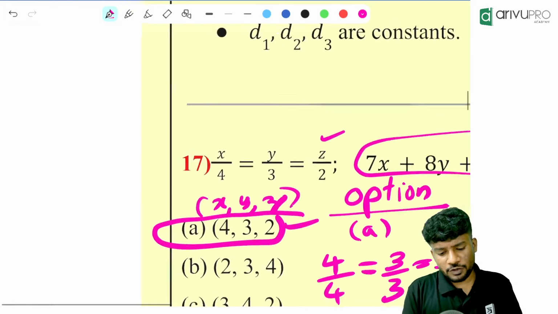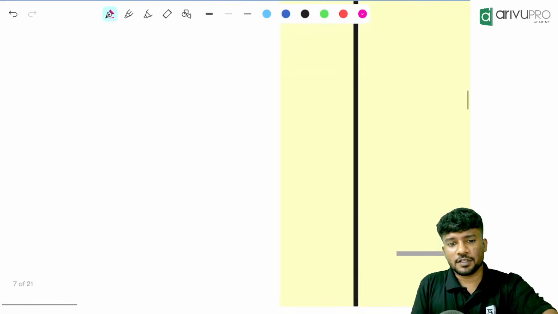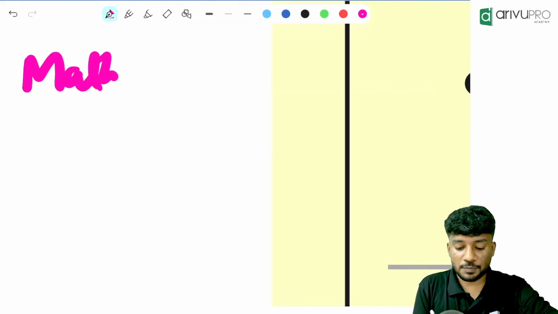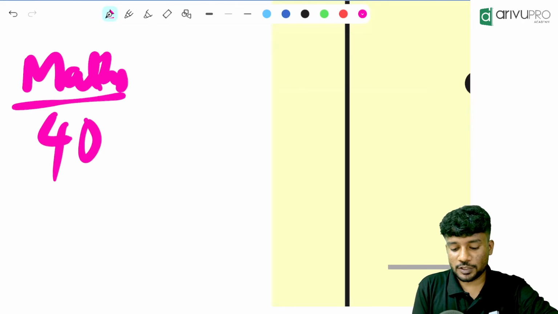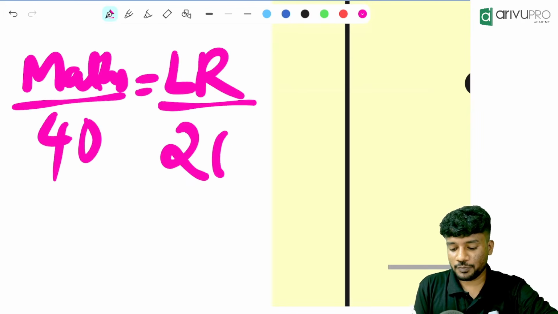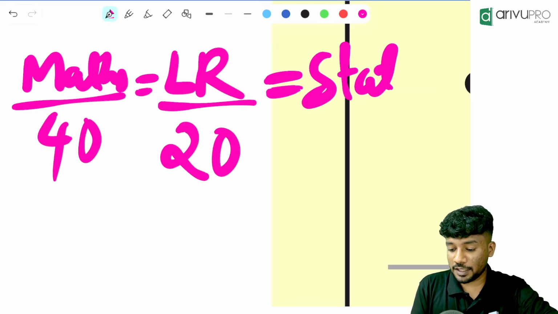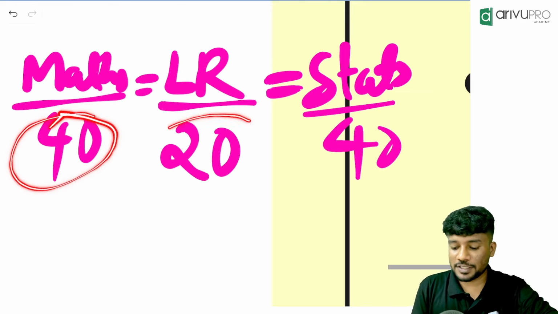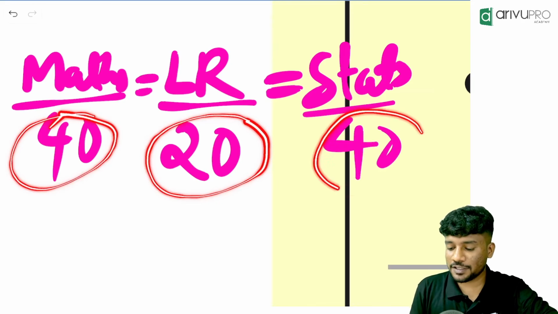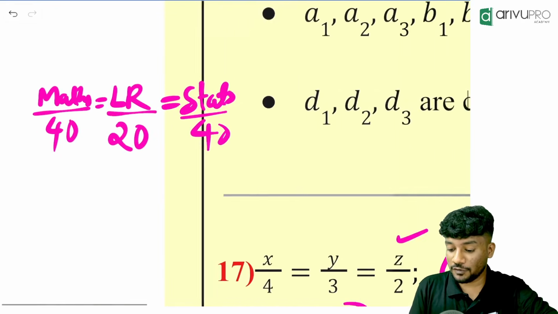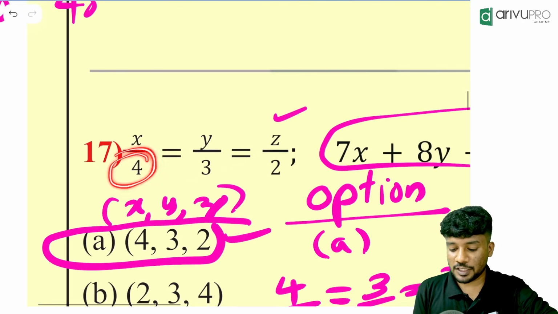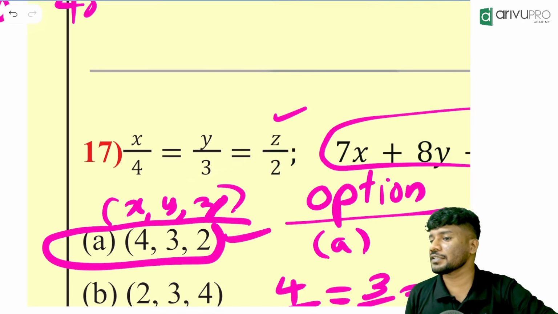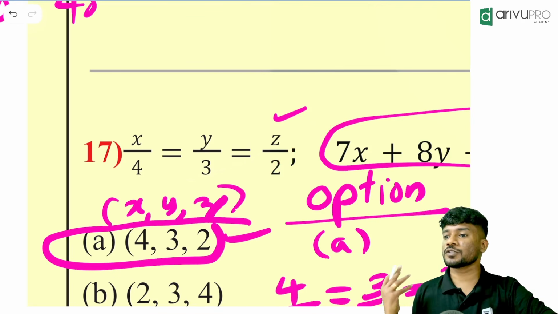Yes. Now, if you remember from the past, I told you when we were studying chapter number 4, max by 40 is equal to LR by 20 is equal to stats by 40. That means how much is the weightage of max? 40. How much is the weightage of LR? 20. How much is the weightage of stats? 40. If you look here carefully, x by 4 is equal to y by 3 is equal to z by 2. You can directly go for x is equal to 4, y is equal to 3, z is equal to what? 2. That way also you can write it.